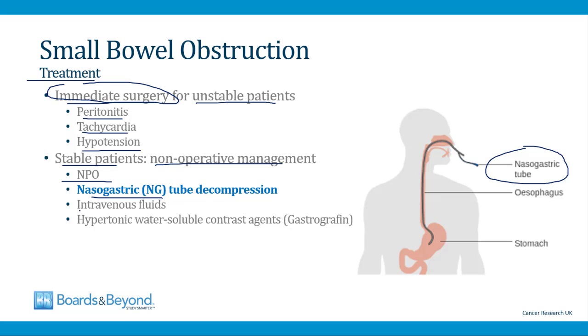Beyond this, you want to give intravenous fluids because these patients can be volume depleted from nausea and vomiting. And then lastly, the management of small bowel obstruction usually involves administering gastrografin, which is a hypertonic water-soluble contrast agent. And let's talk about that now.